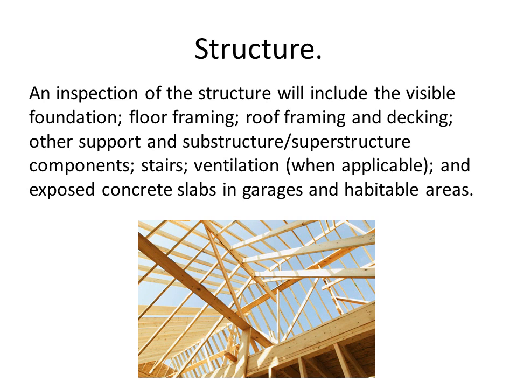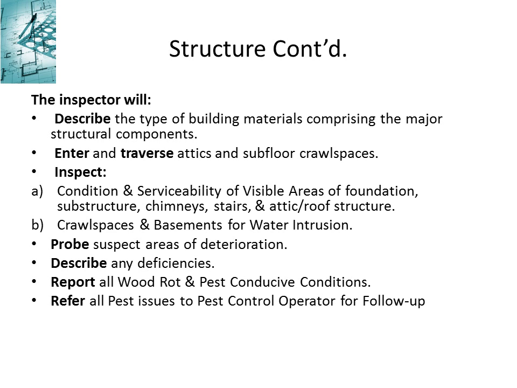Structure. An inspection of the structure will include the visible foundation, floor framing, roof framing, and decking, other support and substructure, superstructure components, stairs, ventilation when applicable, and exposed concrete slabs in garages and habitable areas. The inspector will describe the type of building materials comprising the major structural components, enter and traverse attics and subfloor crawl spaces, inspect condition and serviceability of visible areas of foundation, substructure, chimneys, stairs, and attic roof structure, crawl spaces and basements for water intrusion, probe suspect areas of deterioration, describe any deficiencies, report all wood and pest conducive conditions, refer all pest issues to a pest control operator for follow-up.